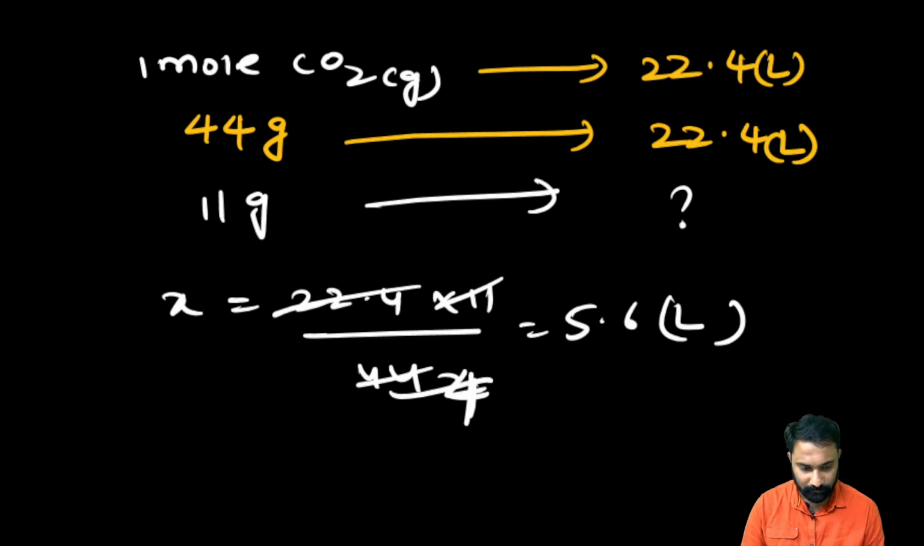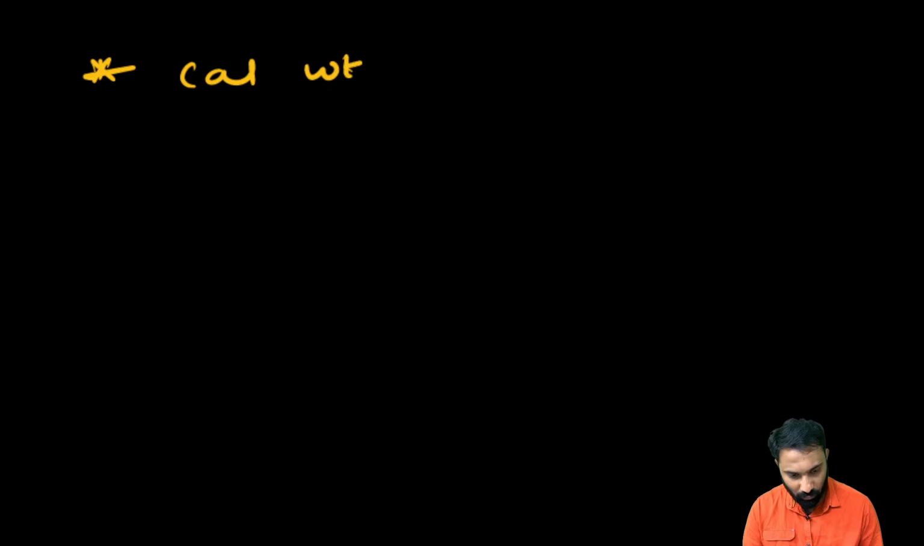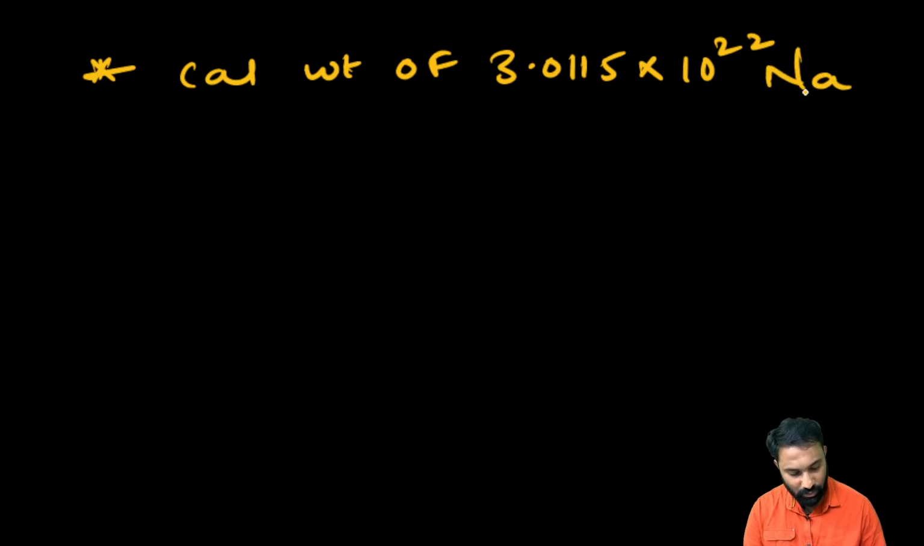Next. Right. Next question. Calculate the weight of 3.0115 into 10 to the power 22 Na atoms. Sodium, this is sodium atoms. Now calculate it and see.